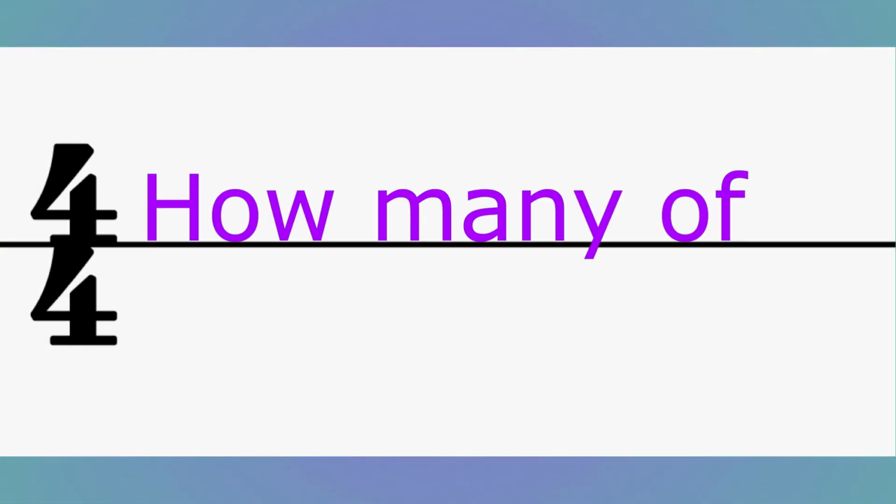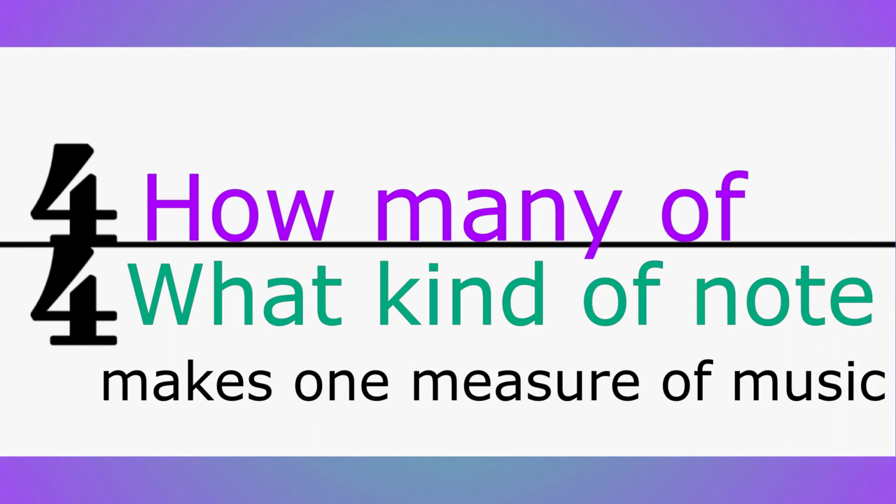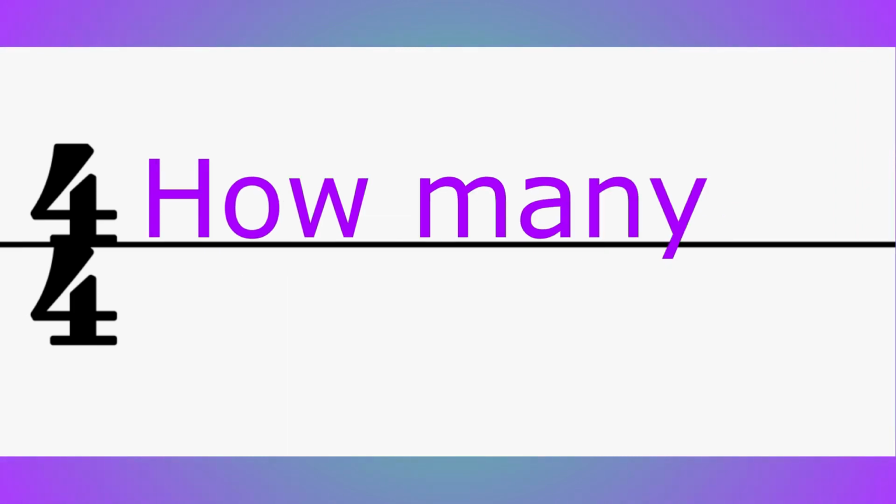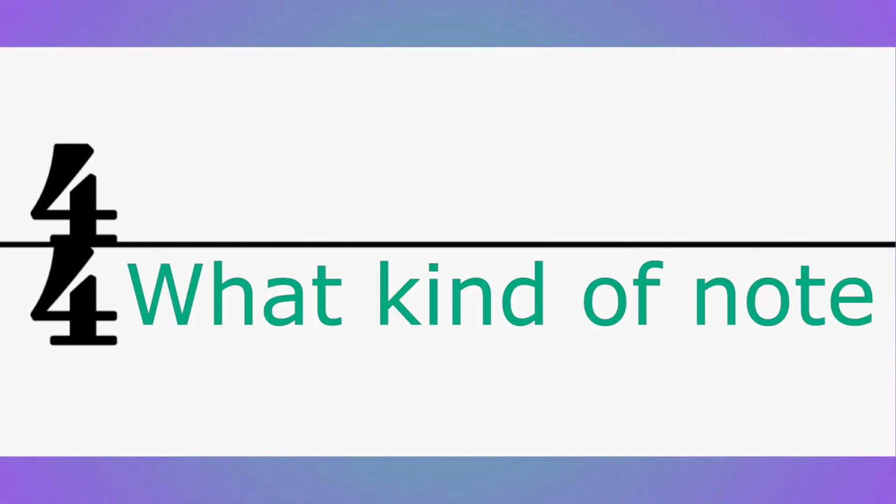This is where we now get to discuss time signatures. All time signatures serve to answer the question, how many of what kind of note makes one measure of music? The top number of our time signature tells us how many beats are in a measure. This is the number we count to when listening to or playing a piece of music. The bottom number is a little more complex. The bottom number of a time signature tells us what kind of note gets one beat. Each type of note is associated with a number on the bottom of a time signature.